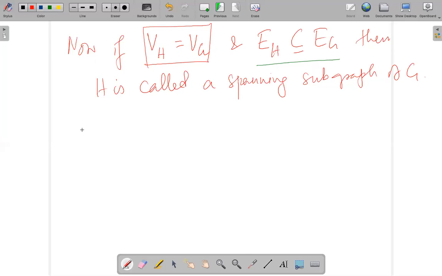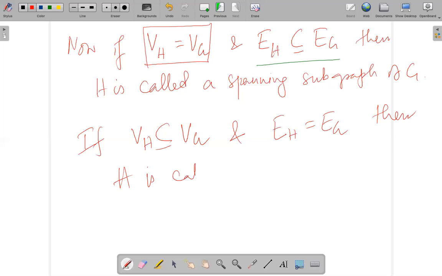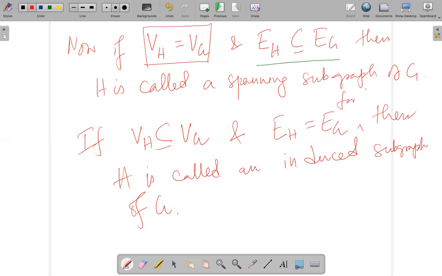Similarly, if and then H is called an induced subgraph of G, so for the vertices in H.